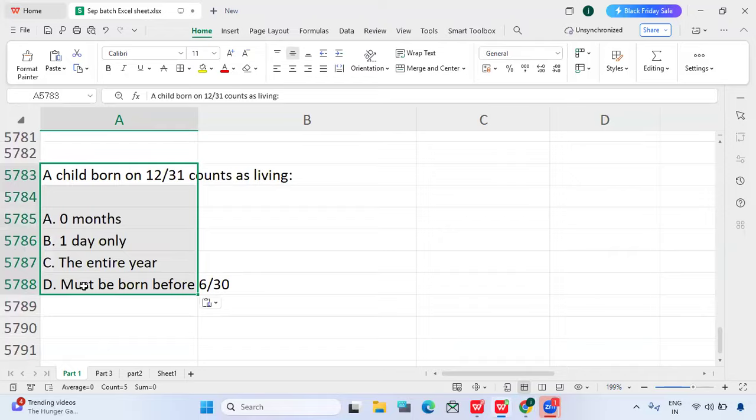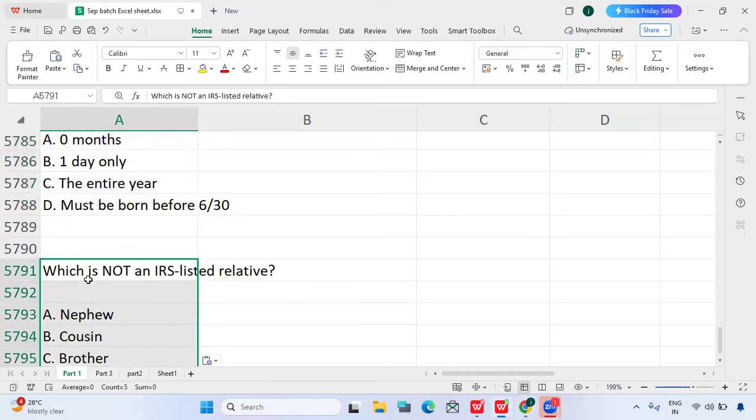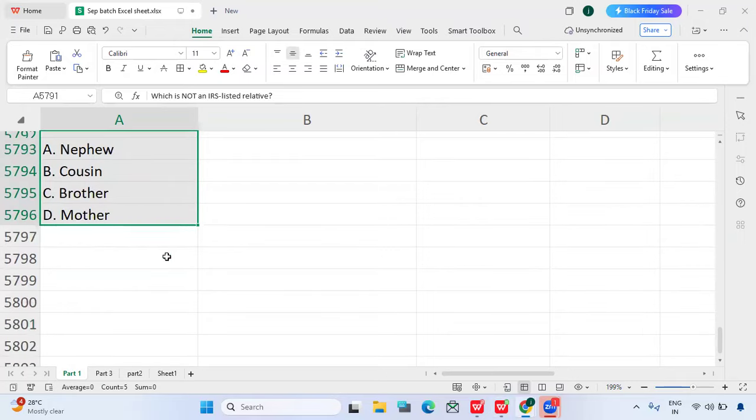Children born exactly on 12/31 count as living. So can we consider the entire year? Entire year, perfect. Which is not an IRS listed approved relative? We have seen this. Cousin. Yes.